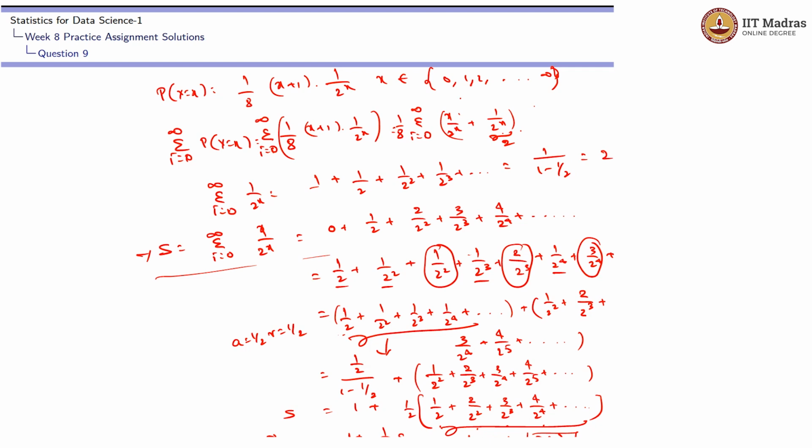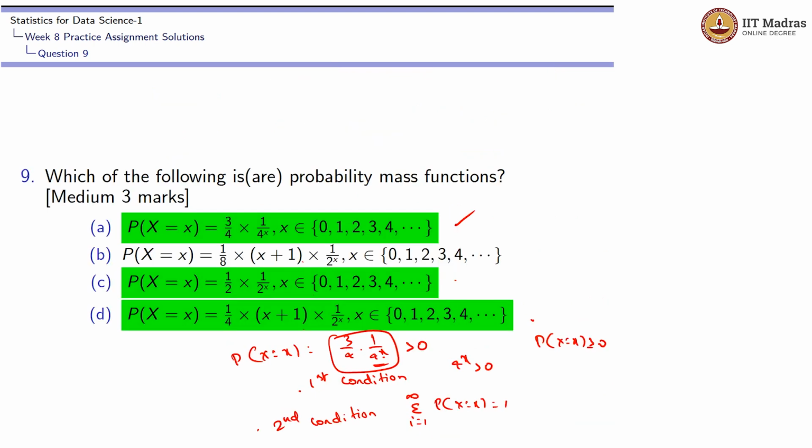If you substitute these two values of sigma, 1 by 2 power x, which you got as 2, we will be getting this sum as 1 by 8 into 2 plus 2, which is equal to 4 by 8, which is half. So this sum is not equal to 1. The sum of p x is not equal to 1, it is equal to half. So the second option is not correct.